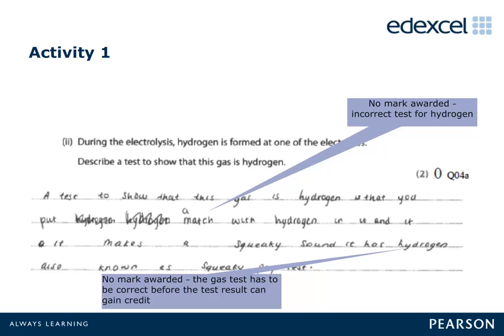The first marking point is for a correct gas test. The correct gas test here is using a lighted splint or lighting the hydrogen in some way. No mark is given here, as the candidate has not shown that the match used is lit. The second marking point is only awarded for the result of a correct gas test.